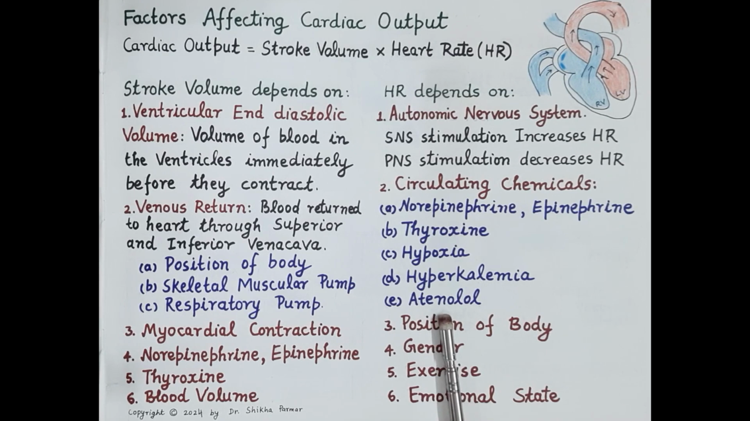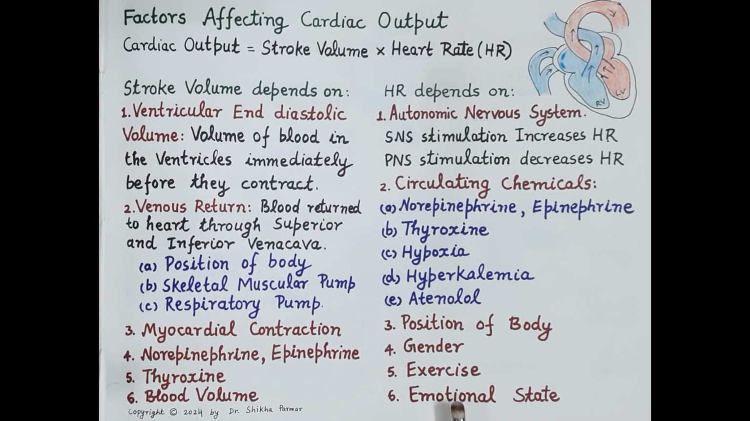Then drugs like atenolol. Atenolol is a beta blocker. So drugs like atenolol that are used for the treatment of hypertension reduce the heart rate. Now besides this, position of the body also affects the heart rate. Like heart rate is usually faster in the upright position. Then gender, heart rate is usually faster in women than in men. Then exercise increases the heart rate. Then emotional states like anger, fear, stress, anxiety also increase the heart rate.